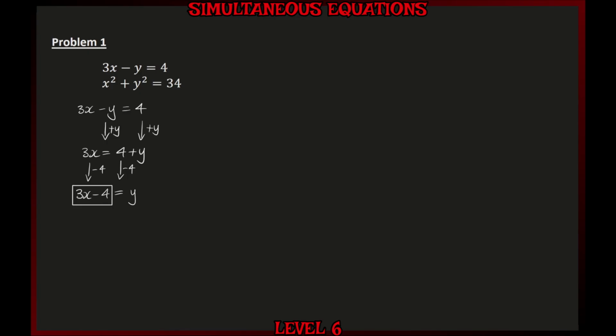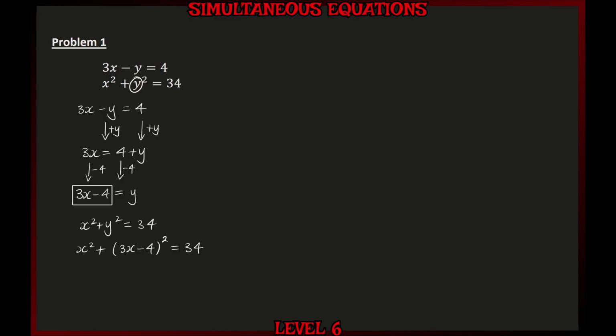Now that we have y as a subject, we can take 3x minus 4, which we know is equal to y, and substitute it into y in our second nonlinear equation. So that second equation, x squared plus y squared is equal to 34, becomes x squared plus, I'm going to substitute 3x minus 4 for y, but we need to have that in brackets because it's still being squared, and that's equal to 34. And now we have an equation that only contains x's.